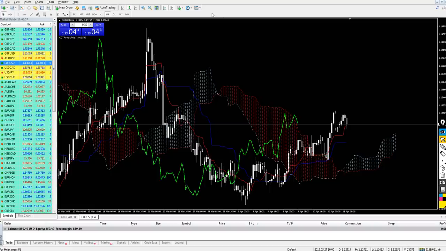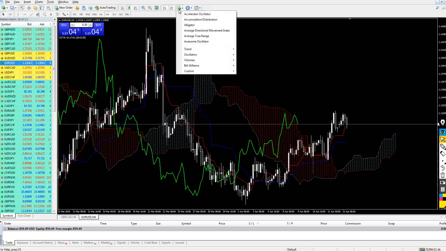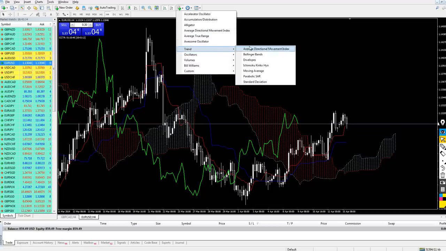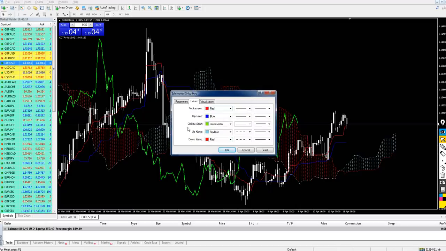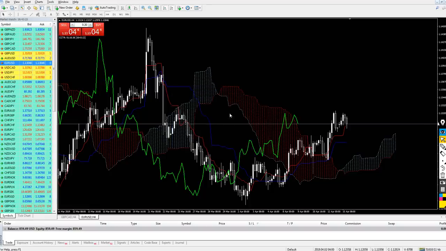To apply Ichimoku in your MetaTrader 4, go to this icon here of the indicators list, then select Trend and select Ichimoku Kinko Hyo. I don't know if I spelled it right or not. Just click OK and you are good to go. Now let me tell you, Ichimoku is actually very easy. I know once you see this for the first time, if you're a beginner, you will feel, oh no way, man, that is too complicated for me, I'm not ready yet. Okay, relax.